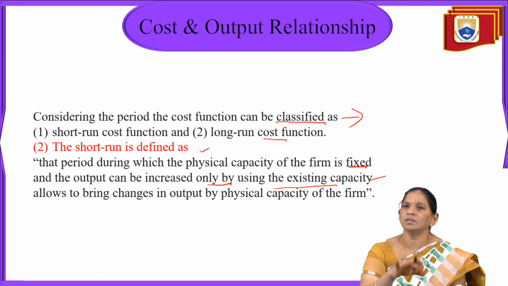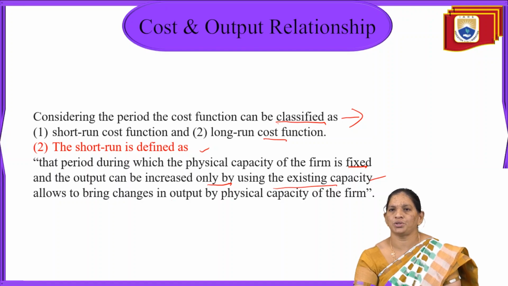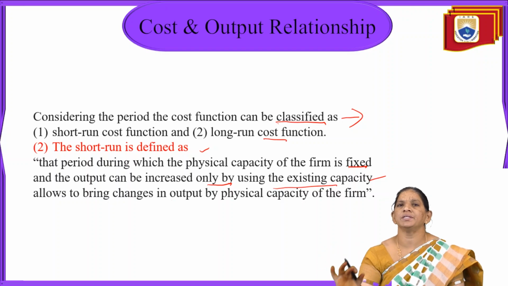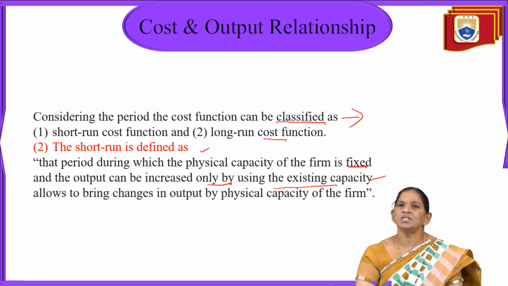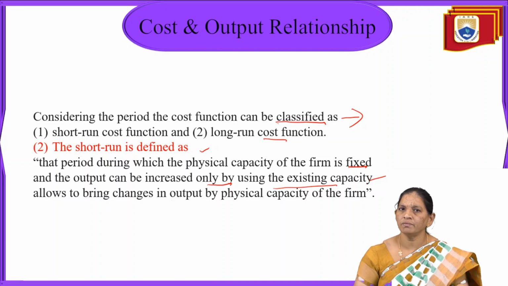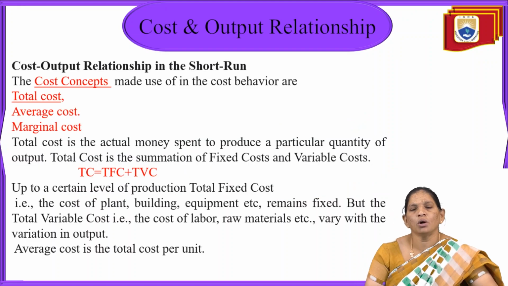Whatever is available, I'll utilize to the maximum and go for increased production. This is due to the lack of time, where the extra facilities we require cannot be arranged from outside. So we have optimum production, or more production, with whatever facilities we have. This is the definition relating to short-run output.